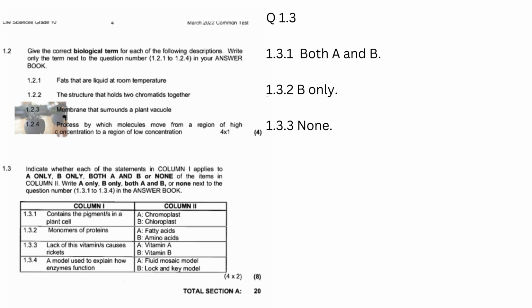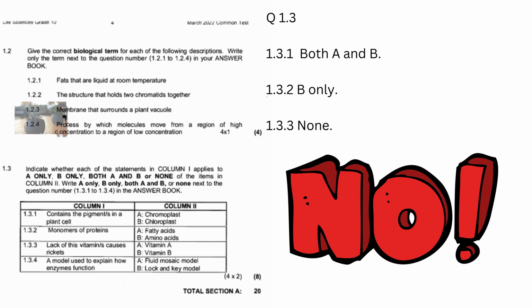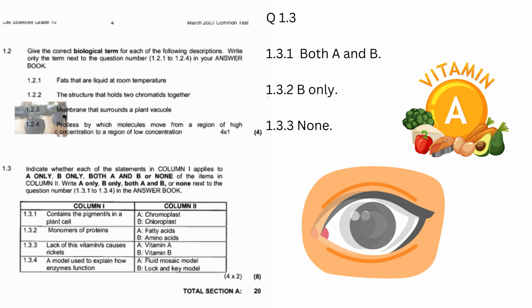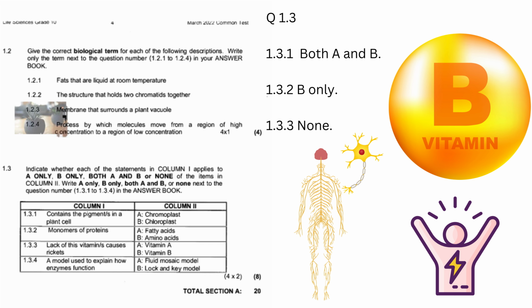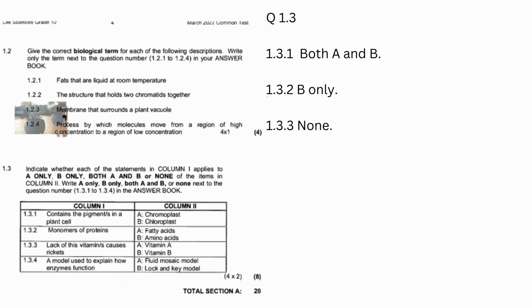Look at your options carefully. Do you see vitamin D there? No. Vitamin A is mainly for vision. Vitamin B is mainly for energy and nerves. Since the correct vitamin isn't even listed, the answer must be none. This is why reading carefully matters. Sometimes the correct answer isn't there.